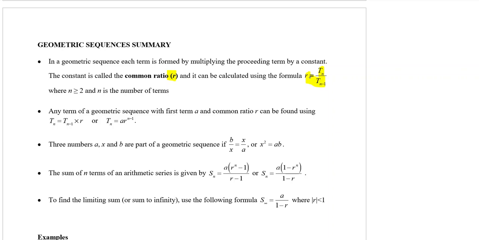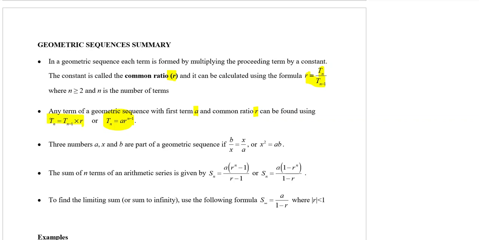Any term of a geometric sequence with the first term A and the common ratio R can be found using the formula. Now, the one that I'm highlighting here, T of n equals A R to the n minus 1, is the one that's on our formula sheet. But there is also this one here. If you know some of the terms here, all you need to do is multiply by the common ratio to find the next term, which is what that one means.